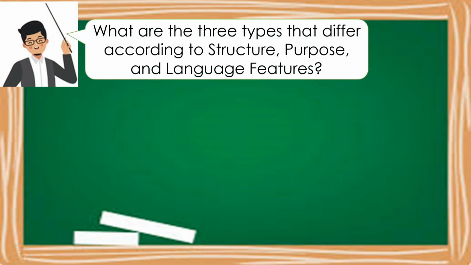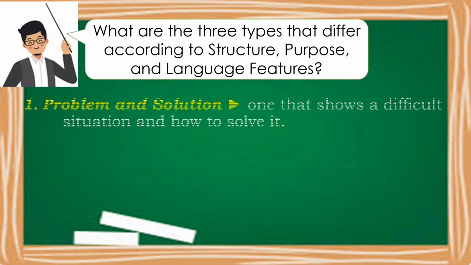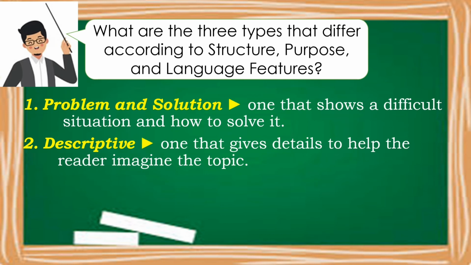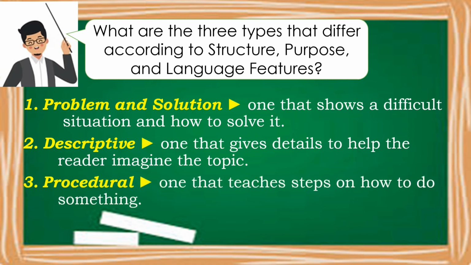Now, what are the three types that differ according to structure, purpose, and language features? First is the problem and solution, one that shows a difficult situation and how to solve it. Second is descriptive, one that gives details to help the reader imagine the topic. And the last, procedural, one that teaches steps on how to do something.